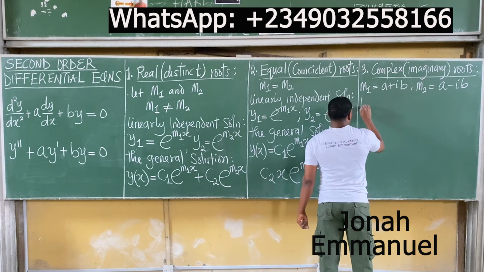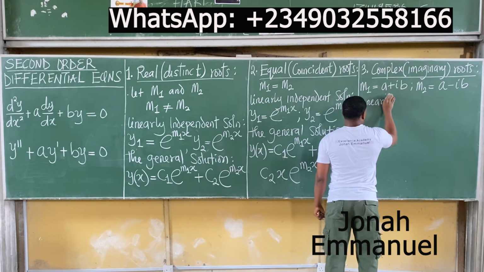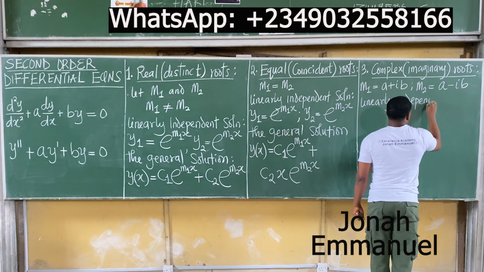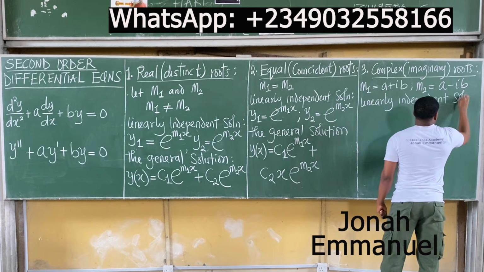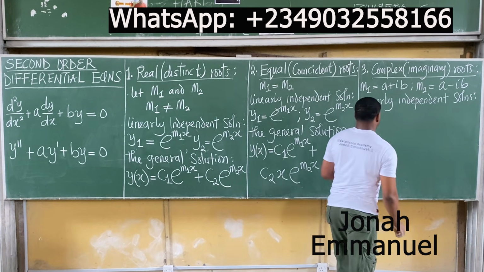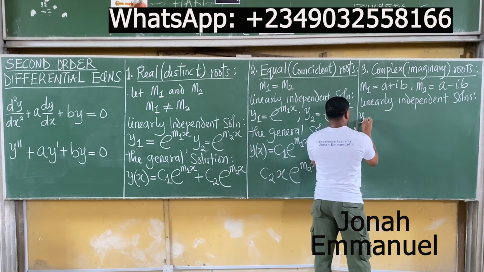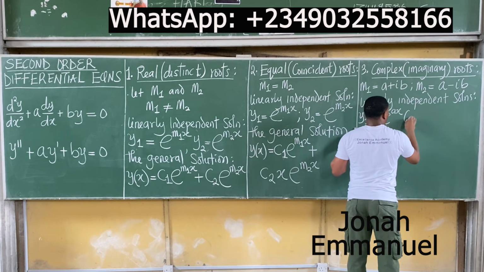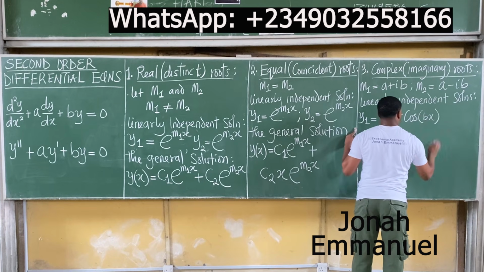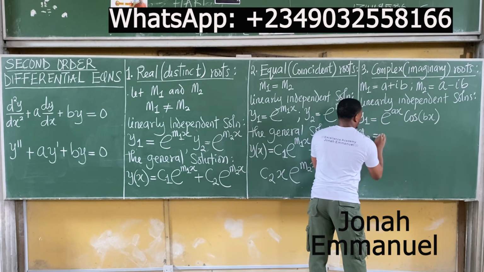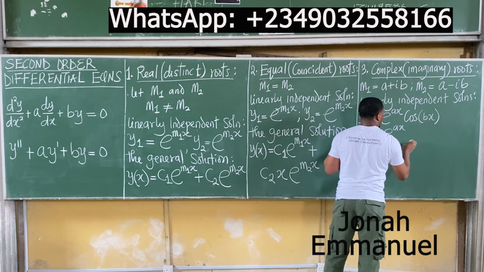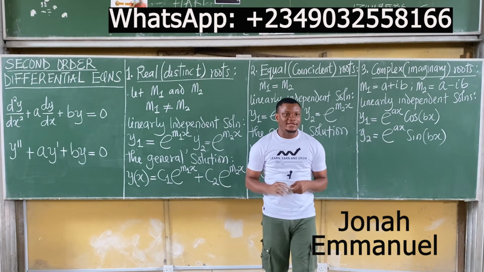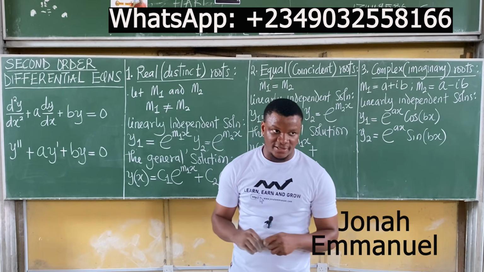Note that the linearly independent solutions would be this: y1 is equal to exponential ax cosine bx, y2 will be given by exponential ax then sine of bx. You have this. These are the two linearly independent solutions.